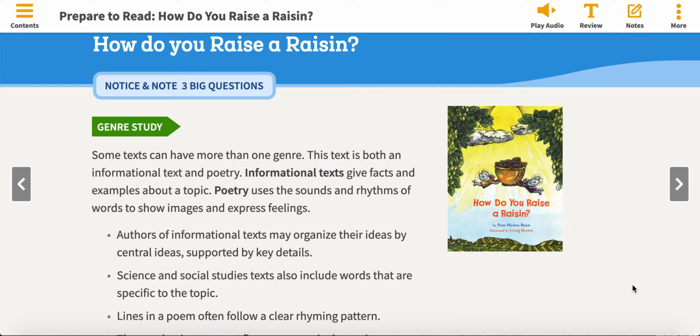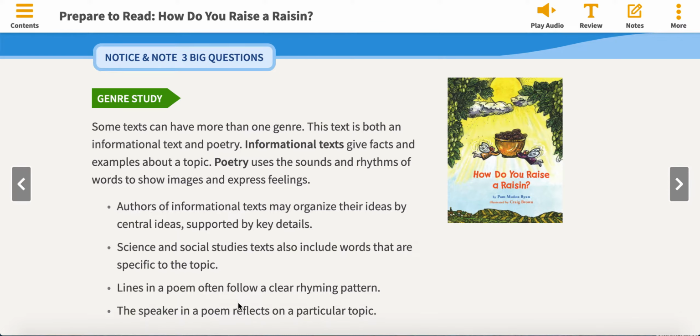Informational texts give facts and examples about a topic, and poetry uses the sounds and rhythms of words to show images and express feelings. Okay, so authors of informational texts may organize their ideas by central ideas. So remember, one main idea supported by key details. Think of the table. Science and social studies texts also include words that are specific to the topic. So remember, we're in the module that's talking all about getting our food to our table and farming. So they're probably going to have some words that have to deal with science or farming.